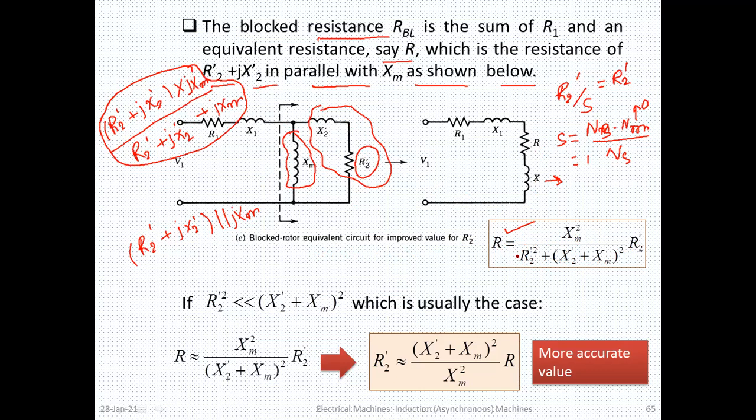This is R. And generally the case is that R2 dash square is very small compared to (X2 dash plus Xm) whole square. So by considering this point, R2 dash square is neglected here. The term remaining is Xm square by (X2 dash plus Xm) whole square, multiplied by R2 dash. From this relation we can write R2 dash as R multiplied by this term brought to this side, and this is the more accurate value we get by this simplification.